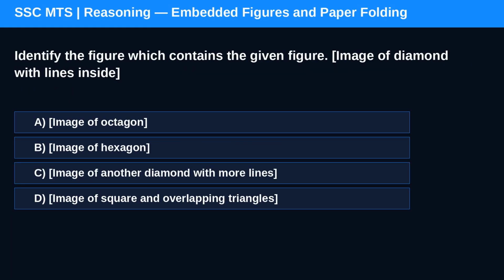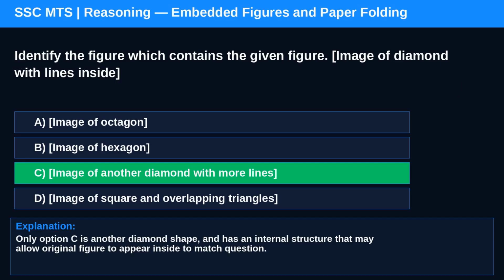Question 9. Identify the figure which contains the given figure. Image of diamond with lines inside. Option A, image of octagon. Option B, image of hexagon. Correct answer is C. Only option C is another diamond shape and has an internal structure that may allow the original figure to appear inside to match the question.